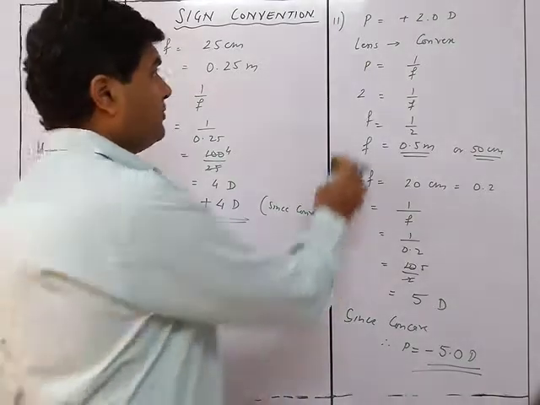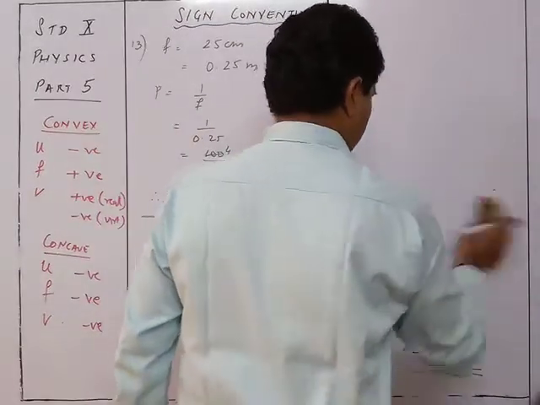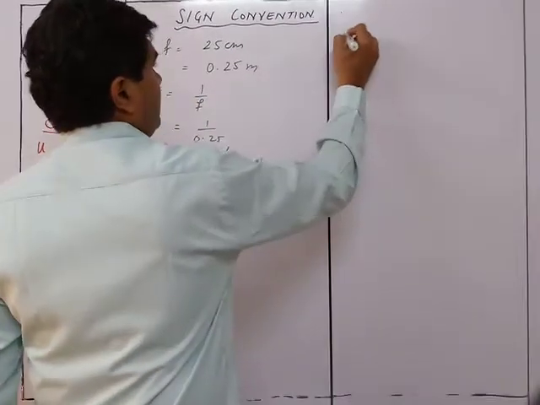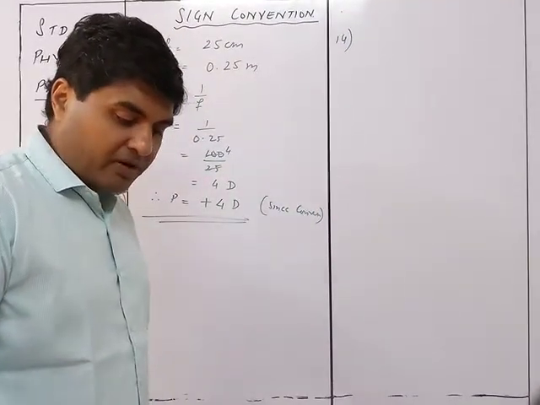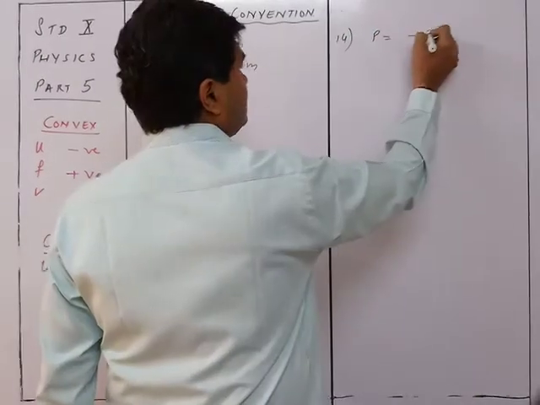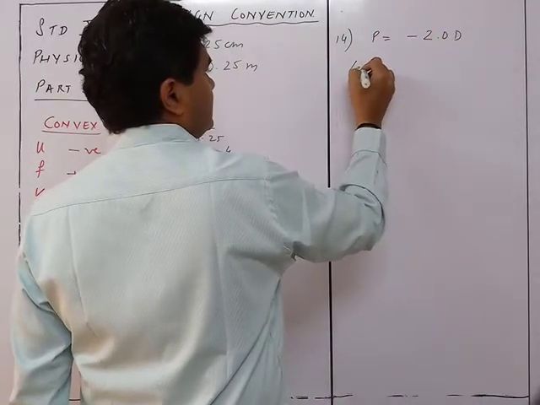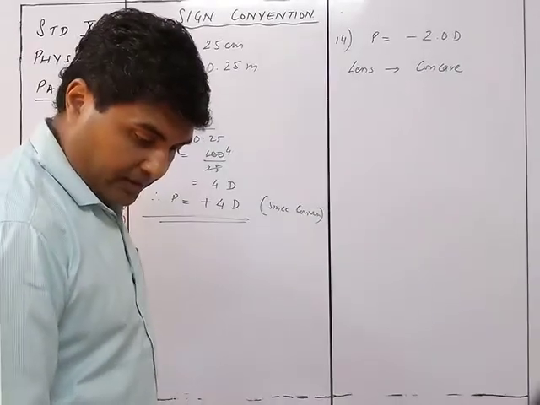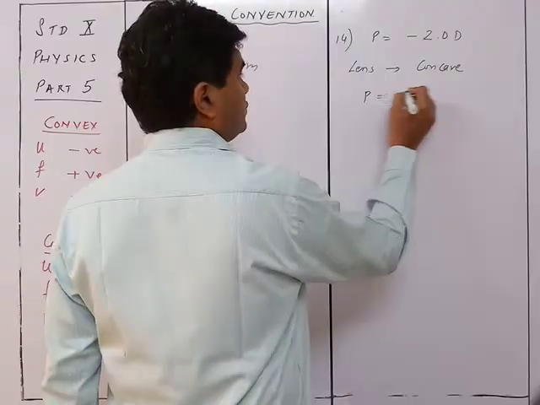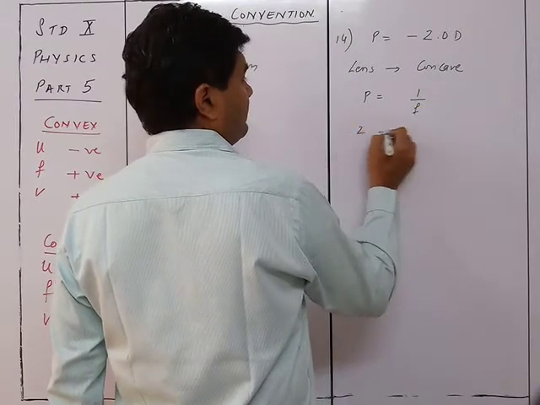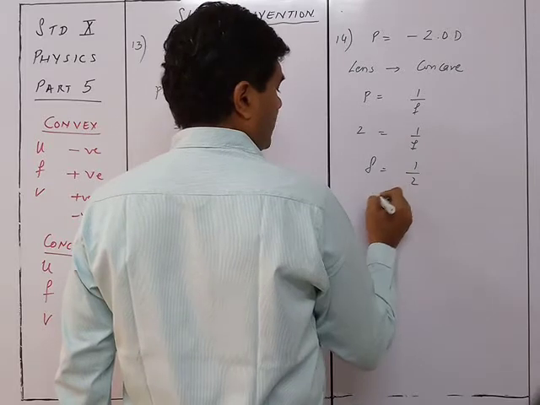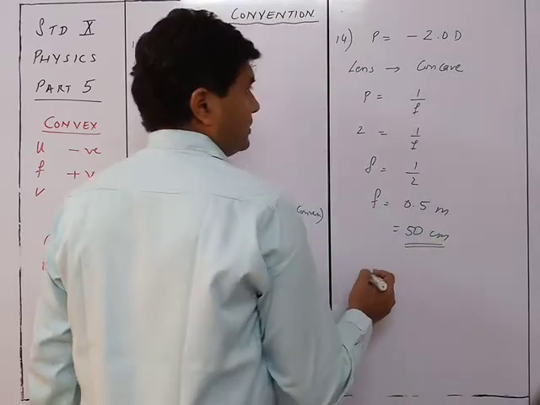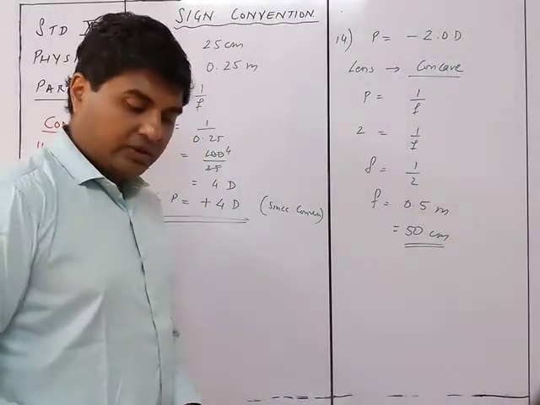We see the last sum, sum number 14. The power of the lens is minus 2D, so power is equal to minus 2.0D. So the lens is concave because it is negative. And find the focal length. So P is equal to 1 upon F. So 2 is equal to 1 upon F. F is equal to 1 upon 2. F is equal to 0.5 meters, which is 50 centimeters, concave. Okay, so that was sum number 14.